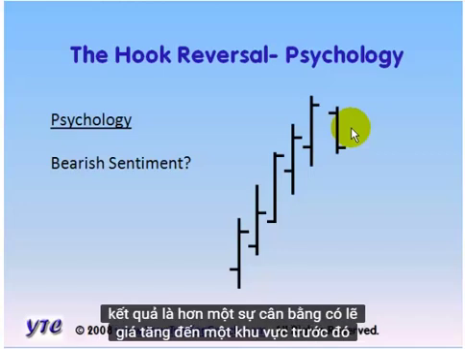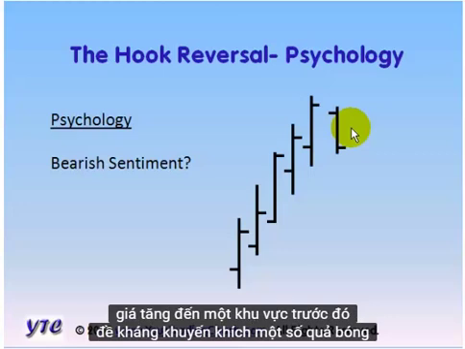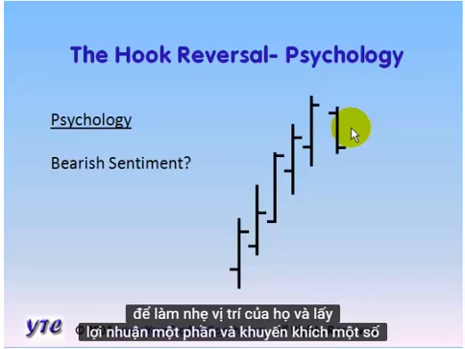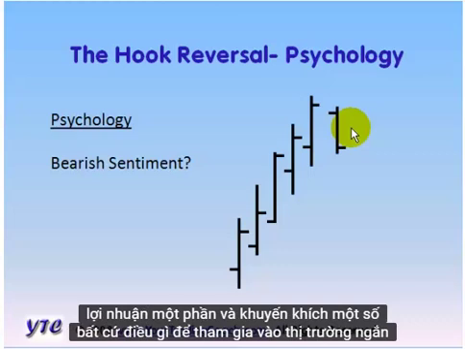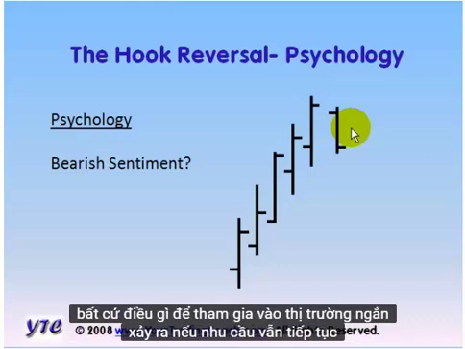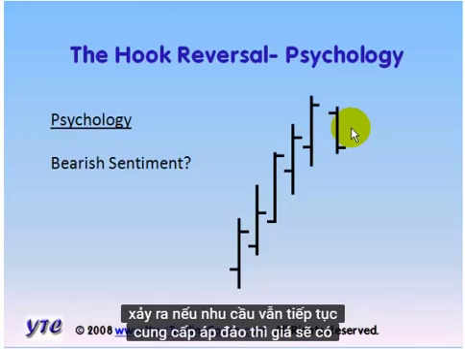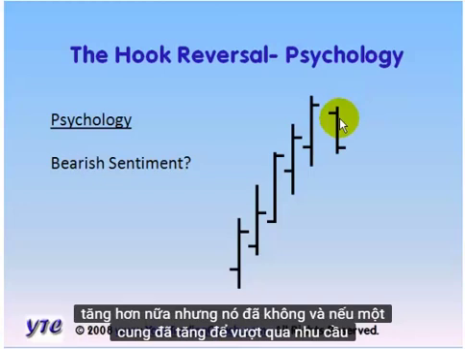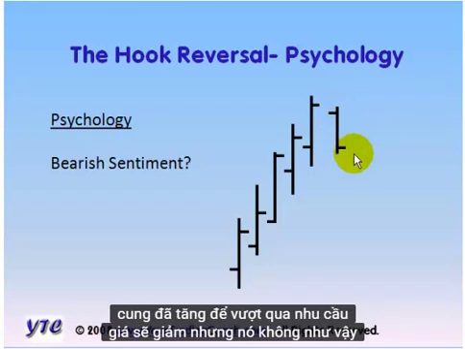Perhaps price has risen to an area of previous resistance, encouraging some of the bulls to lighten their position and take partial profits, and encouraging some bears to enter the market short. Whatever happened, if demand had continued to overwhelm supply, then price would have risen further. But it didn't. And if supply had increased to overcome demand, price would have fallen. But it didn't.